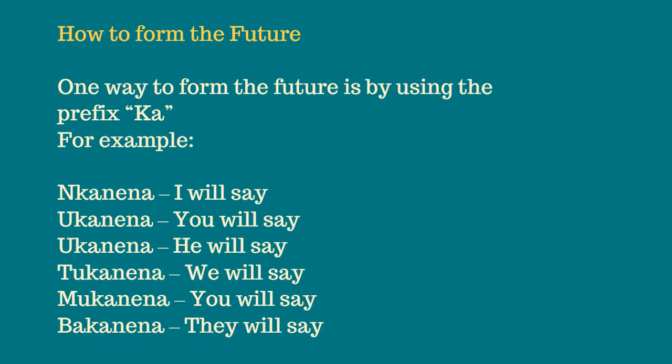Let's review one more time. Nkanena I will say, Ukanena you will say, Ukanena he will say, Tukanena we will say, Mukanena you will say, Bakanena they will say. The prefix ka is used to indicate the future. Anytime you see ka before the verb, usually it is to indicate the future.